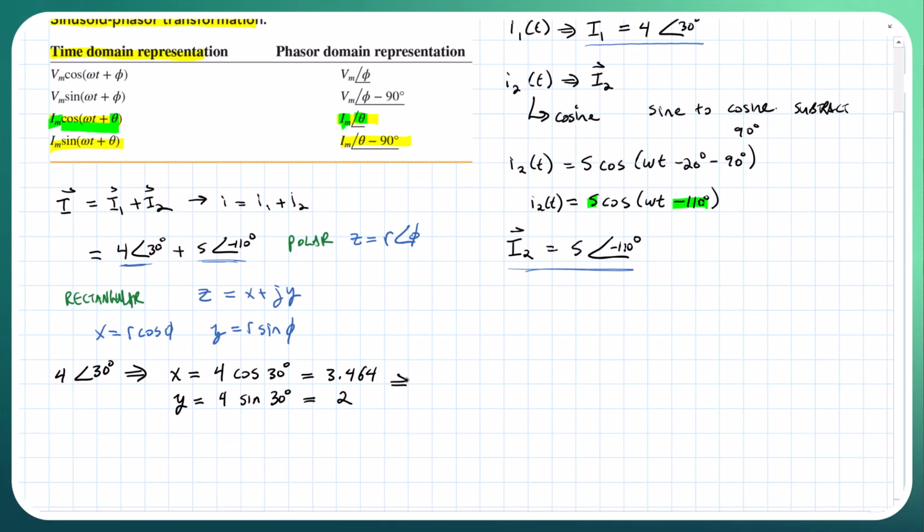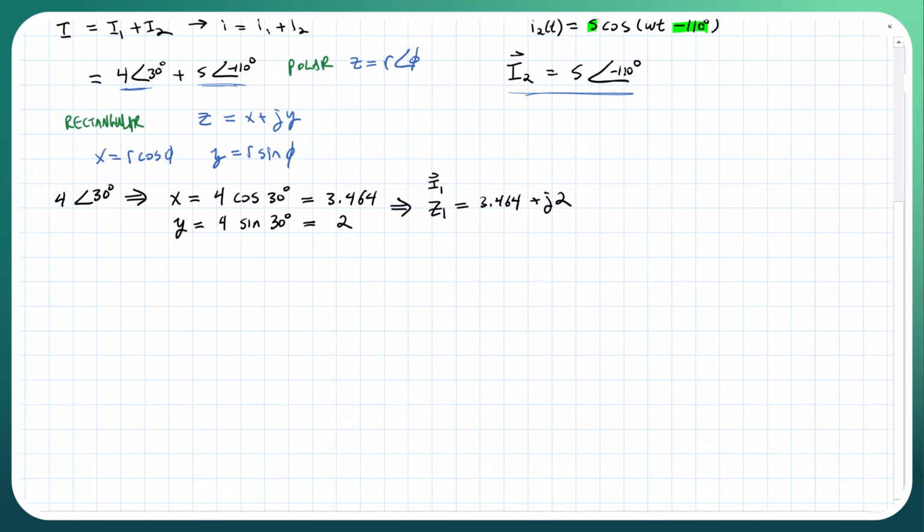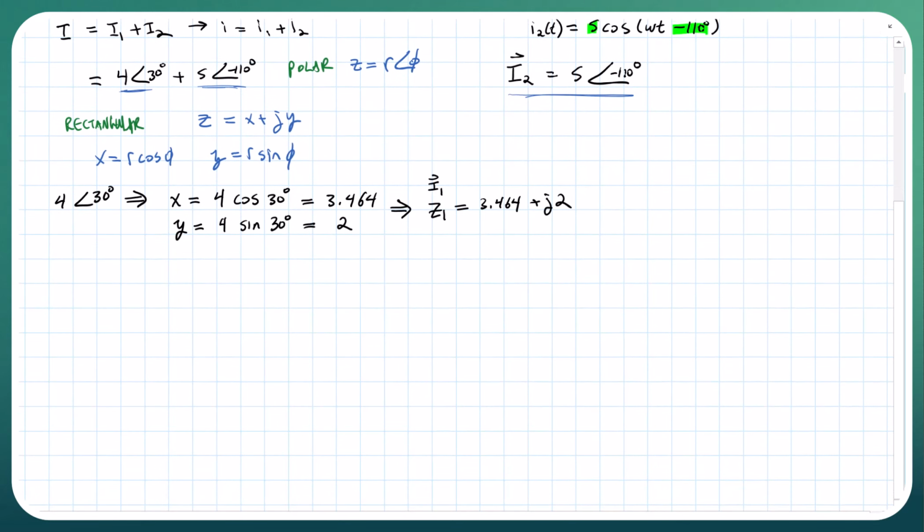From here, we can write in rectangular format our z1. I'm going to say z1, or in this case I1. I'll just use both of them here. Okay, it is equal to 3.464 plus j2. Okay, we'll keep that there on the side. Let's scroll up a little bit, and let's do the same thing for I2, which was 5 at an angle of 110 degrees. We're going to follow the same steps.